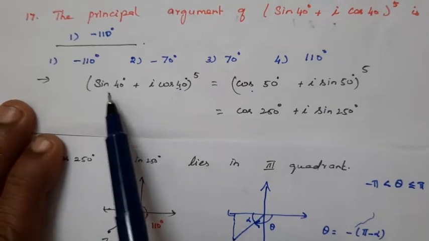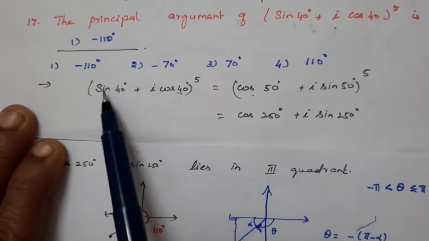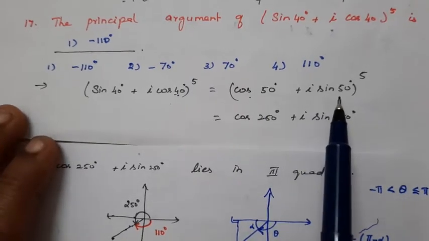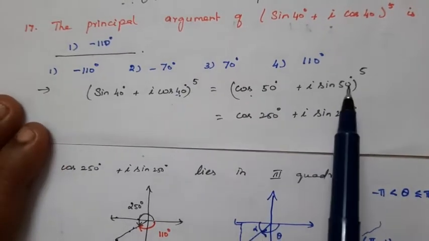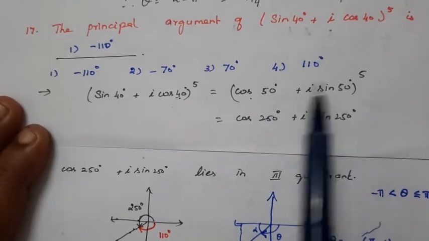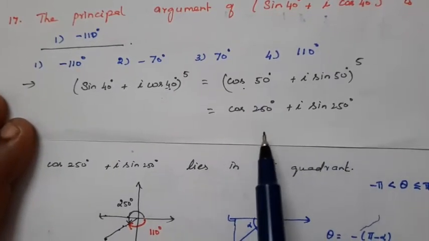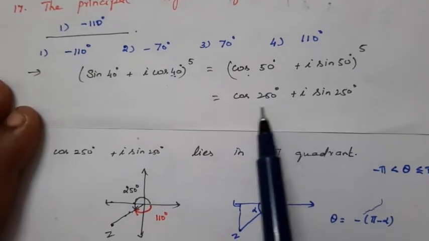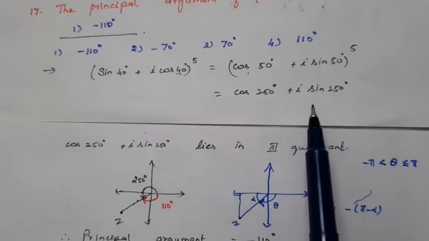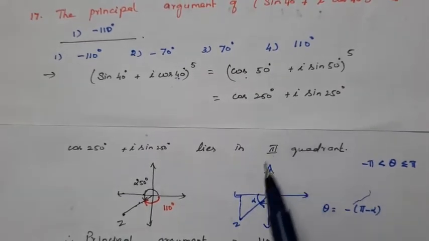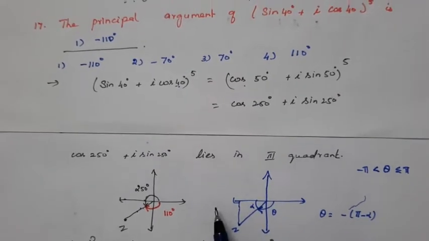So instead of taking i outside, this complex number can be replaced in the proper form. So cos 50 plus i sin 50, and then the whole power 5. Applying de Moivre's theorem, it will be 5 into 50, that is 250. Cos 250 plus i sin 250. Instead of converting this into rectangular form, we can find out the principal argument directly.